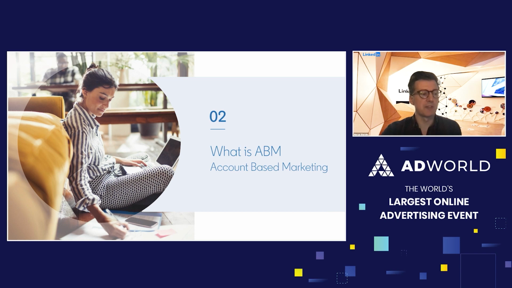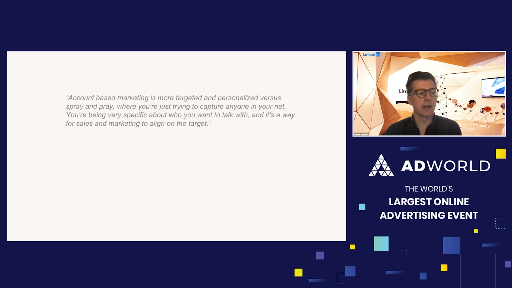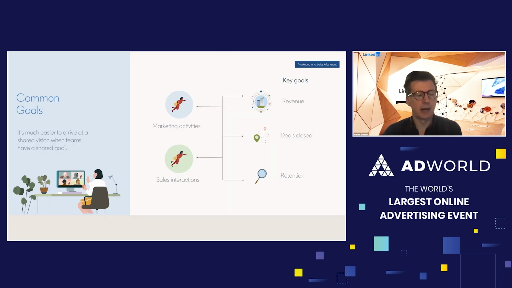There are a number of different definitions, but I like this one on slide 30. Account-based marketing is more targeted and personalized, versus spray and pray, where you just capture anyone in your net. You're being very specific about who you want to talk to, and it's a way for sales and marketing to align on the target. The common goals are the marketing activities and the sales interactions, and the main key goals here are revenue, deals closed, and retention.